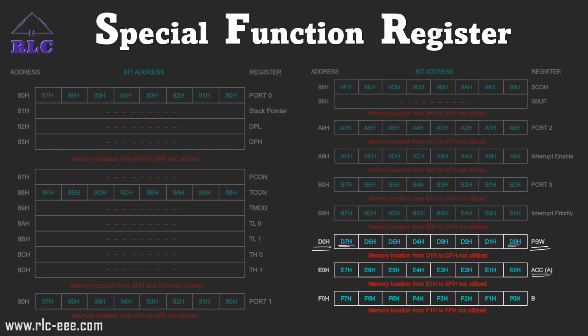The accumulator is the main register used for all arithmetic and logical operations in the 8051 microcontroller. It has the byte address E0H, and it is also bit addressable. The B register, which helps in multiplication and division operations, is at location F0H, and it is also bit addressable.